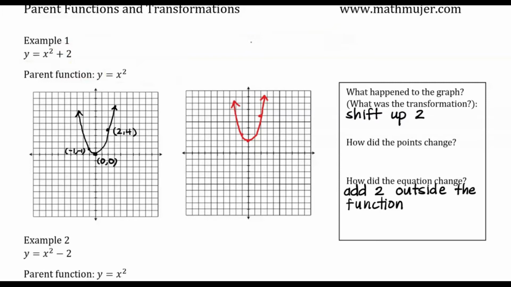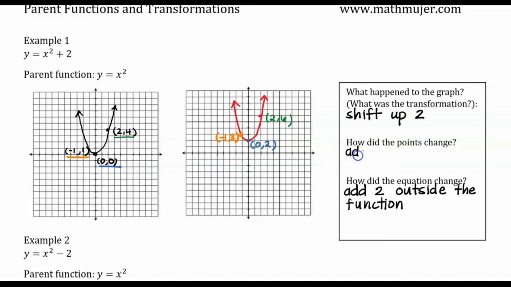Now let's talk about how the points changed. Well, 0, 0 was a point on the original equation, but now the point 0, 2 is on the new transformed graph. 2, 4 was a point on the original equation, but now 2, 6 is on the new transformed graph. And then we also had the point negative 1, 1 on the original equation. But then on the new transformed graph, we have the point negative 1, 3.